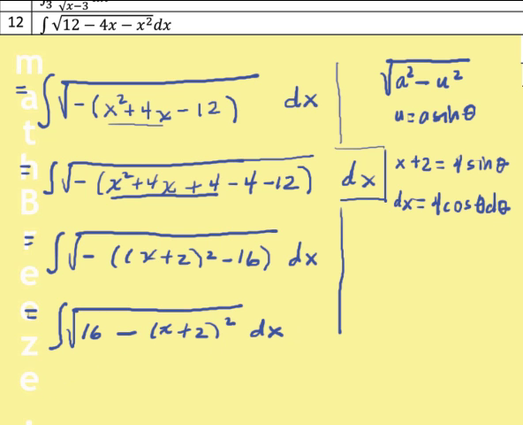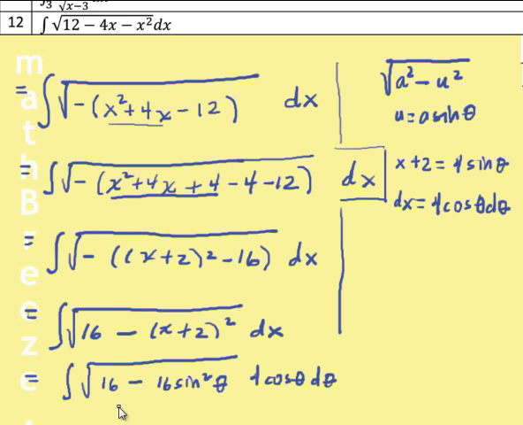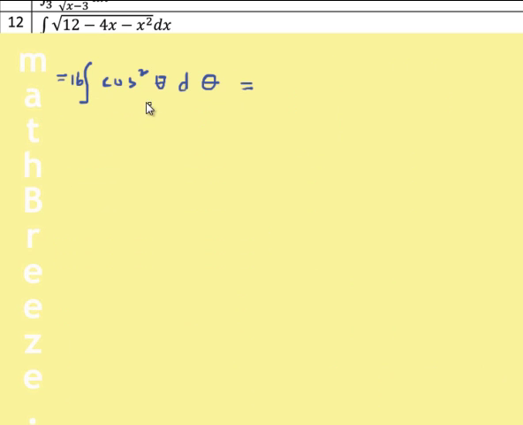So let's do that substitution. And we have 16 minus, and now we're going to square this, 16 sine squared theta times 4 cos theta d theta. In parentheses, we have 16 times 1 minus sine squared theta, which is 16 cos squared theta. Alright, so if we take that out of the square root, we have 4 cos theta times 4 cos theta. Okay, so that's equal to 16 cos squared theta d theta, and we're going to use a trig substitution to evaluate this. Okay, cos squared theta is 1 plus cos 2 theta over 2.